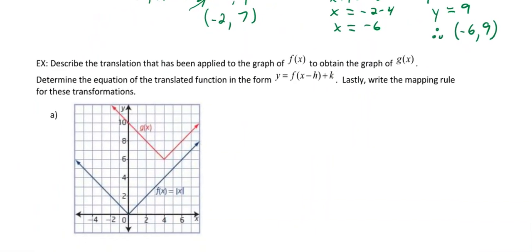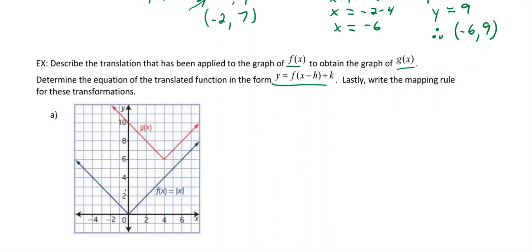Describe the translation that has been applied to the graph of f of x to obtain the graph of g of x. Very common question here. So it says determine the equation of the translated function in our new form. And then lastly, write the mapping notation for the transformations. So we're saying what happened to the blue one to get the red one? Like, what did we do? We went how many up?